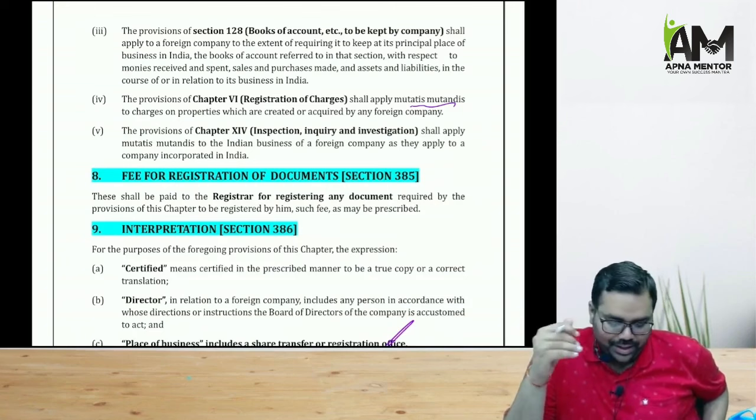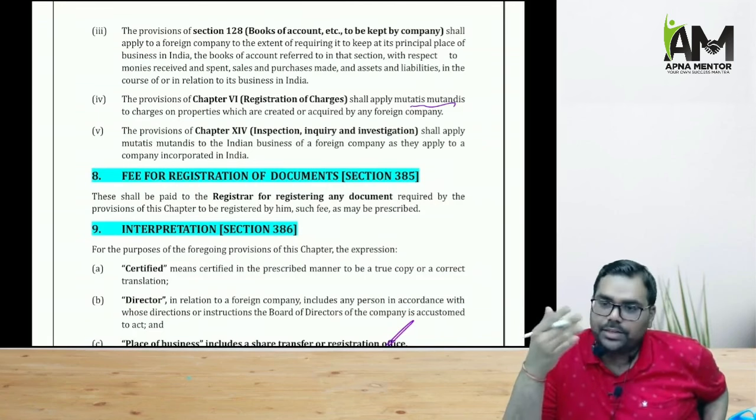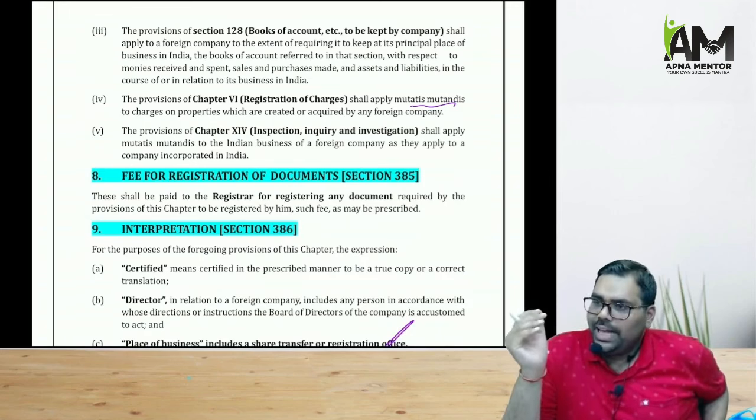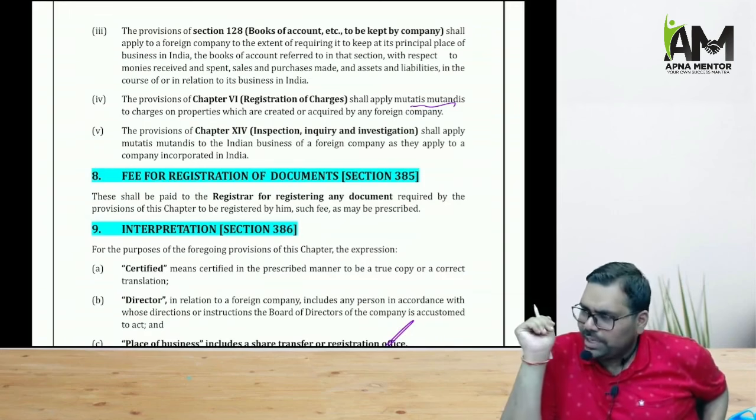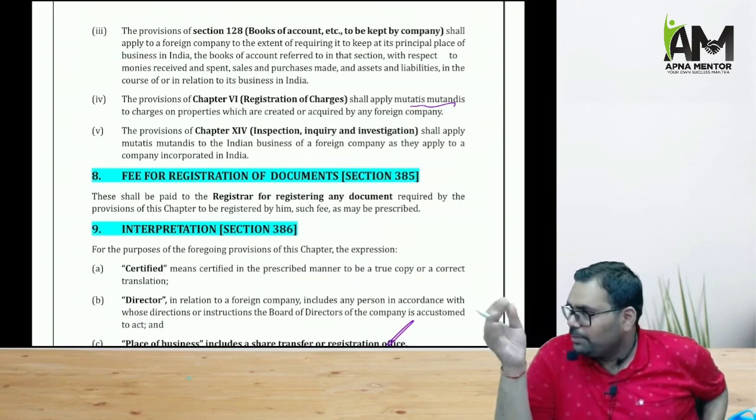Okay. And section 385 we have, that is simple, the fees that shall be paid to the ROC. So once you can help me summarize the sections. मुझे actually भूलने की बीमारी है. I forget things very fast. So once you help me remember क्या क्या था.